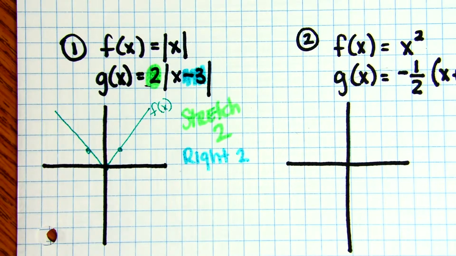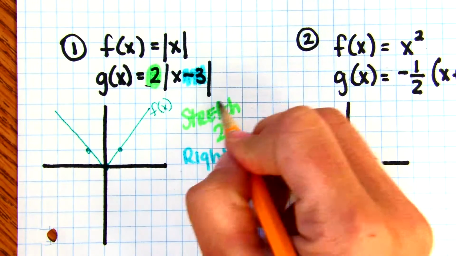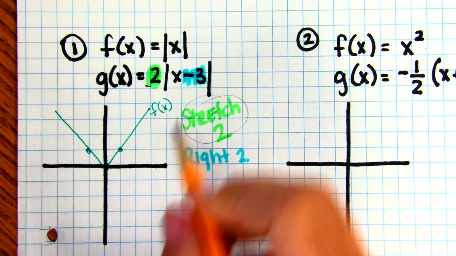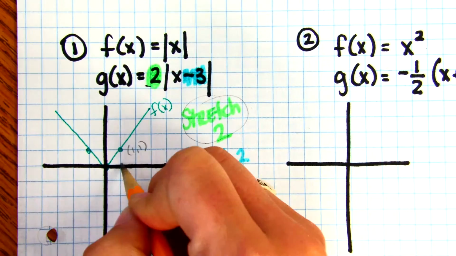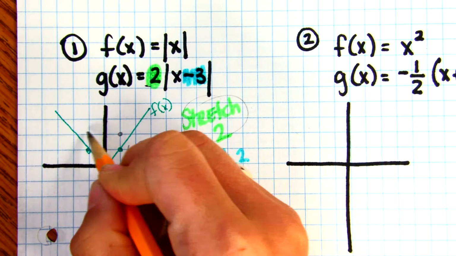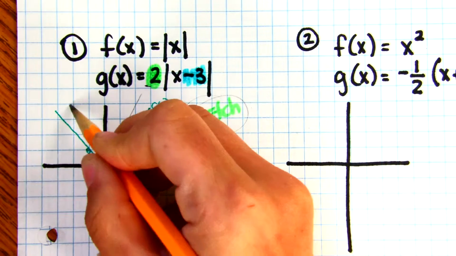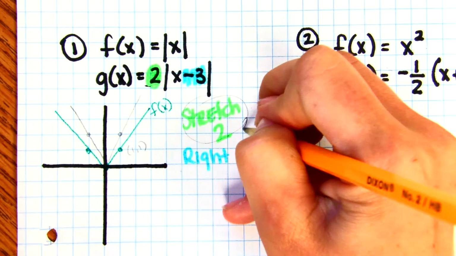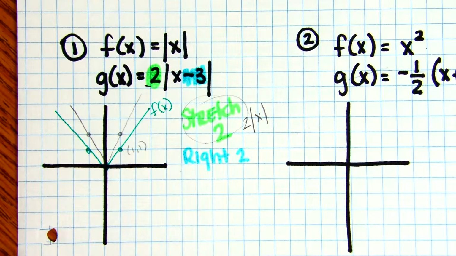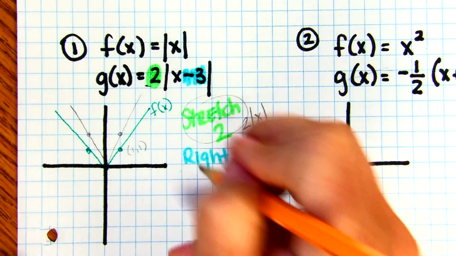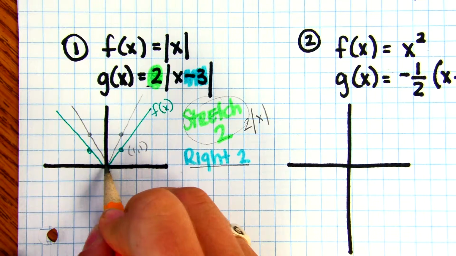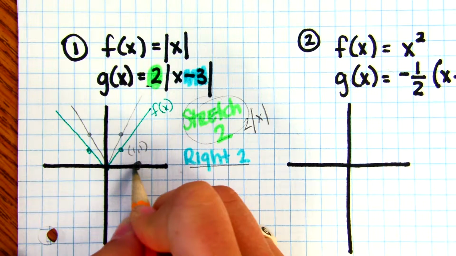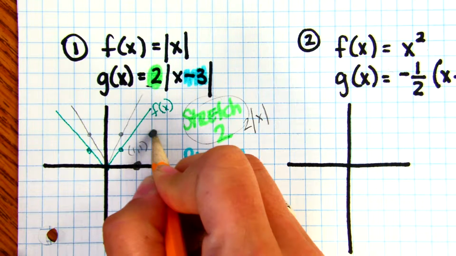So there are a couple ways of doing this. I like to use pencil. So I'm going to first stretch it by 2. I'm going to take this point that was 1, 1, and make it 1, 2. If that was all that we had, like 2 times the absolute value of x, the pencil would be my graph. However, we also need to move it right. So I'm going to take each point and move it right units.